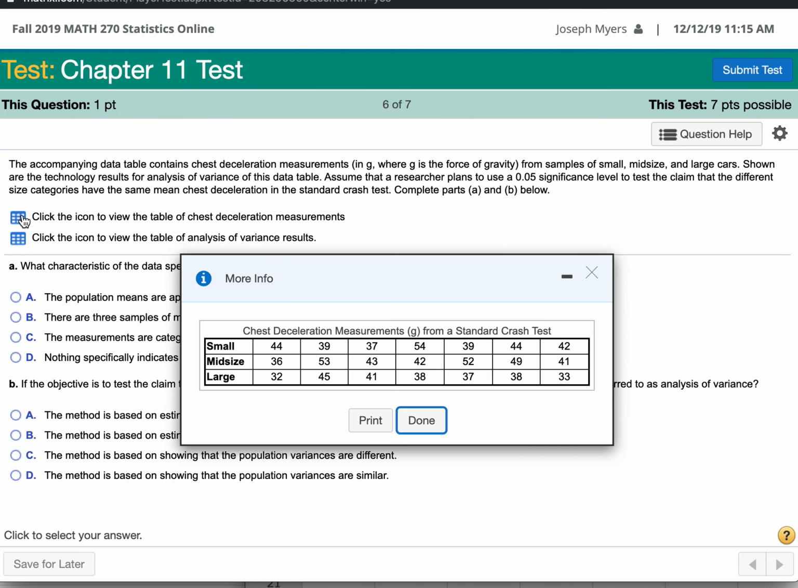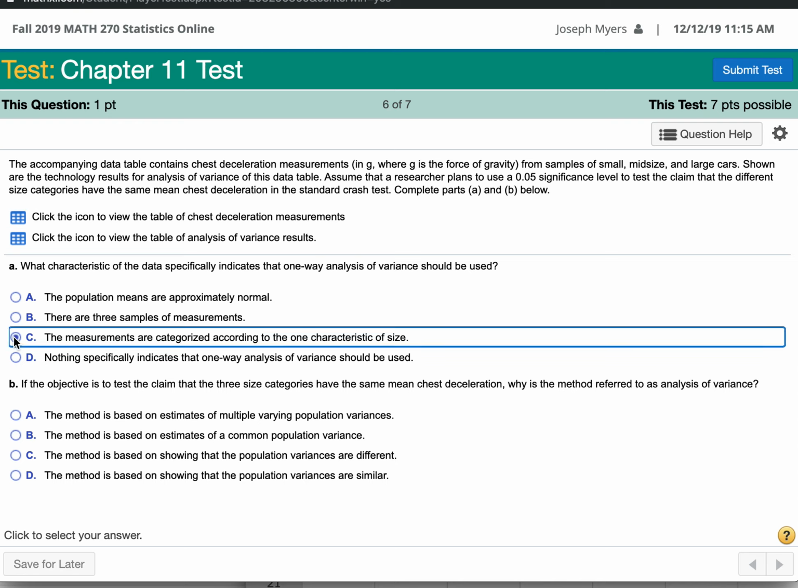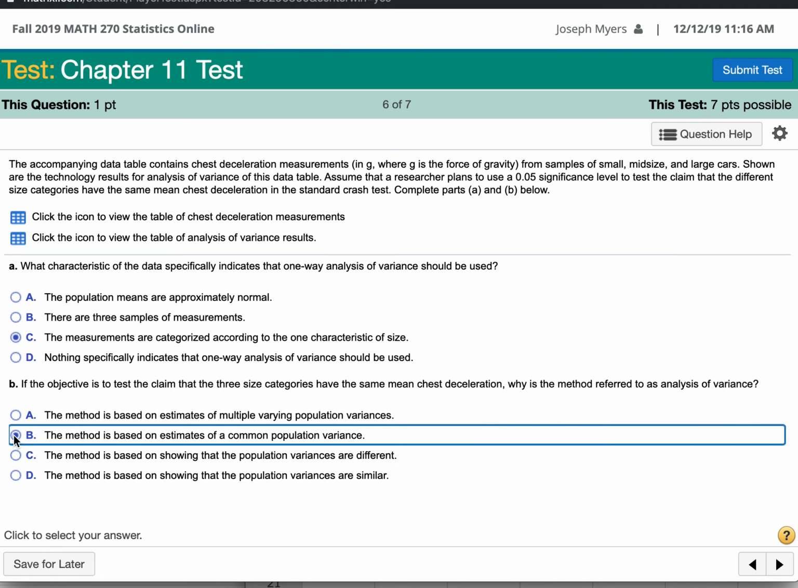So here we go, chest measurements. Okay, so this is talking about one-way analysis of variance, which is called ANOVA. This indicates that a one-way analysis of variance should be used. They are categorized according to the one characteristic of size, and the claim is being tested that they have the same mean. Why is the method referred to as the analysis of variance? It is based on estimates of a common population variance.